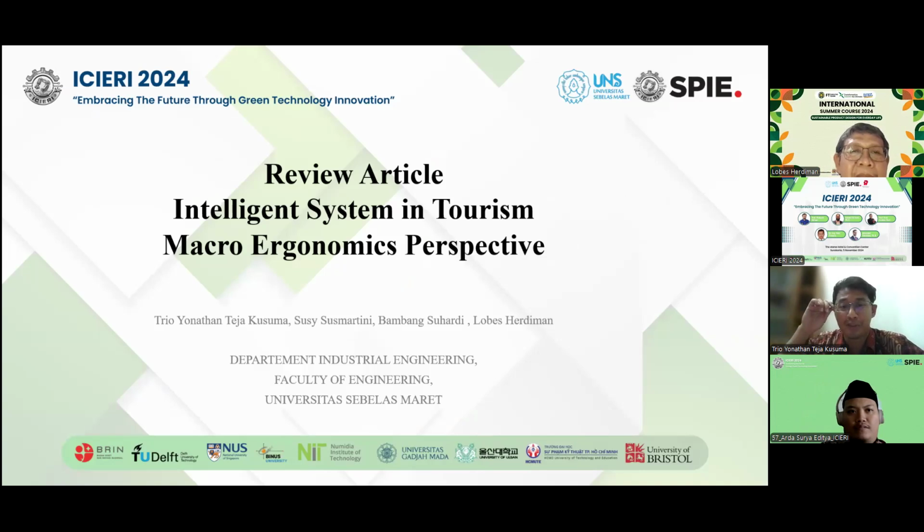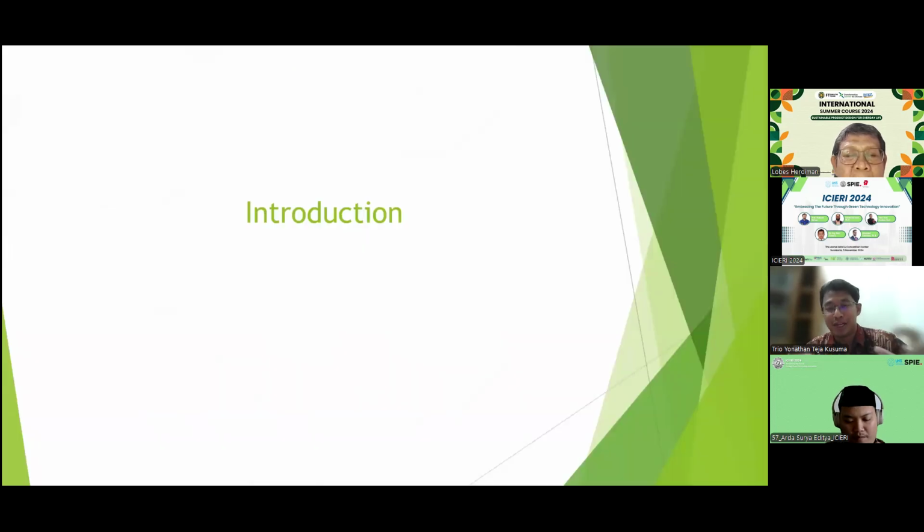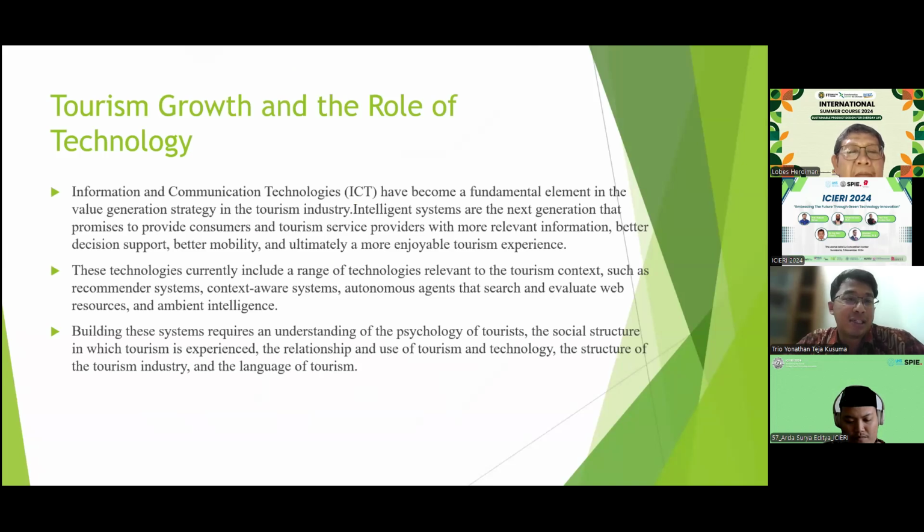Thank you. Today I will present a review article, Intelligent System in Tourism from a Macroergonomics Perspective. This macroergonomics topic is part of industrial engineering knowledge. Tourism growth and the role of technology: information and communication technology have become a fundamental element in value generation strategy in the tourism industry, because in the Internet of Things, technology is so important.